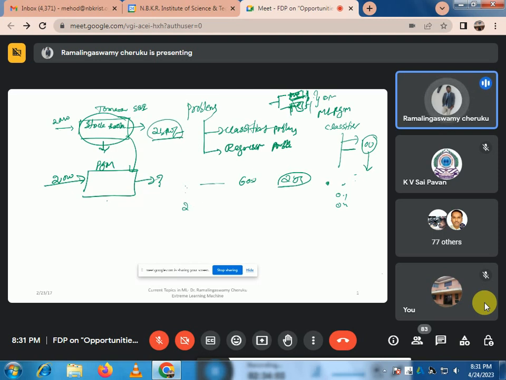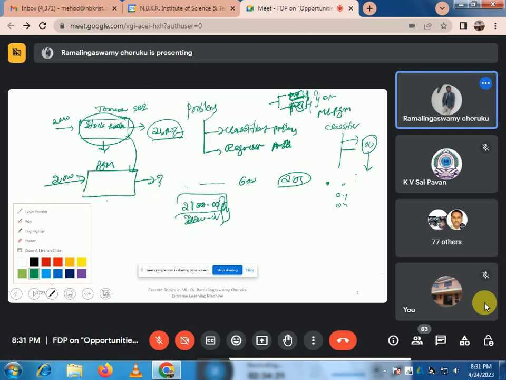21,000.1 rupees, or 21,000.2, not like that, 21,000.3, there is any possible value. It's a continuous quantity, right? The output quantity in case of regression is a continuous value. It's very, very important: continuous here, and discrete there.